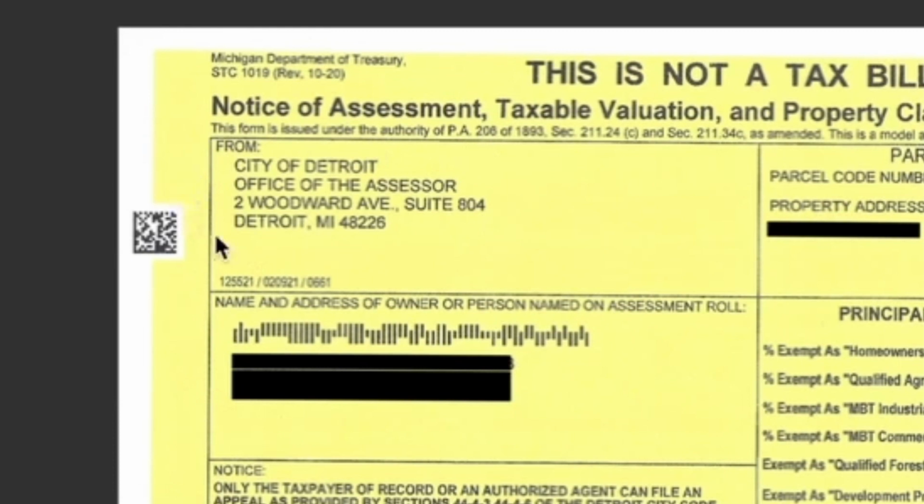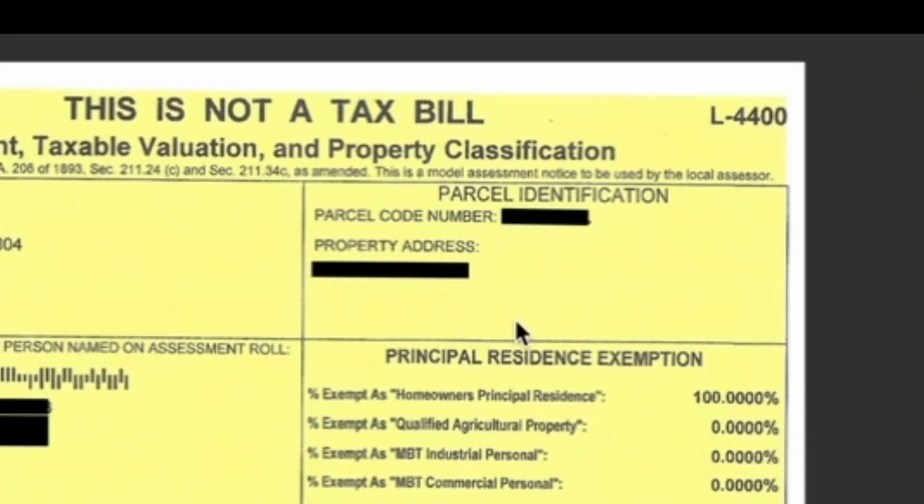So let's start up at the top left corner. This is who sent you the assessment notice, in this case, the City of Detroit, and their address. Over to the right, the parcel identification area. Parcel code number is also called tax identification number. It is a numerical way to represent and identify your property outside of the common address, like 123 Main Street, or however the post office recognizes your property.